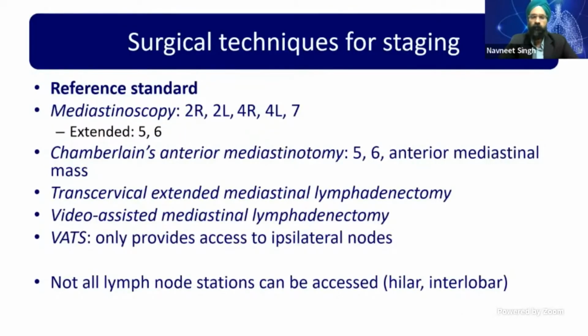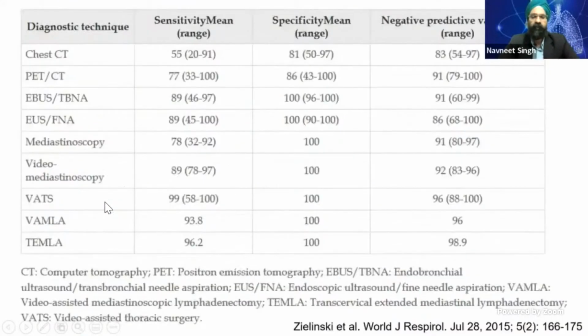Now, surgical techniques obviously have their role. And as I said, when you have a negative endoscopic staging, but there is still a possibility of nodes being involved, or if there are lymph nodes which cannot be accessed sometimes by an endoscopic technique, obviously the mediastinoscopy is preferred, but then you have the older procedures as well.